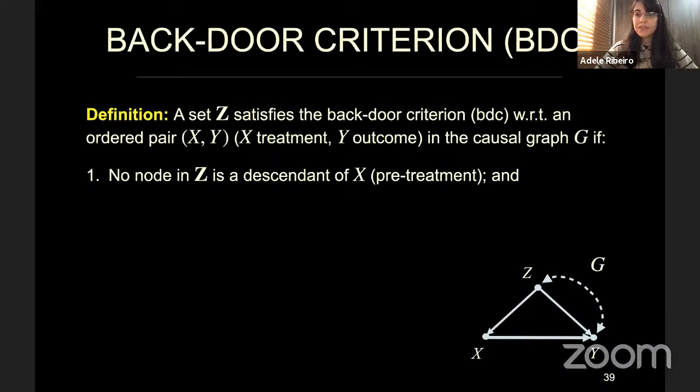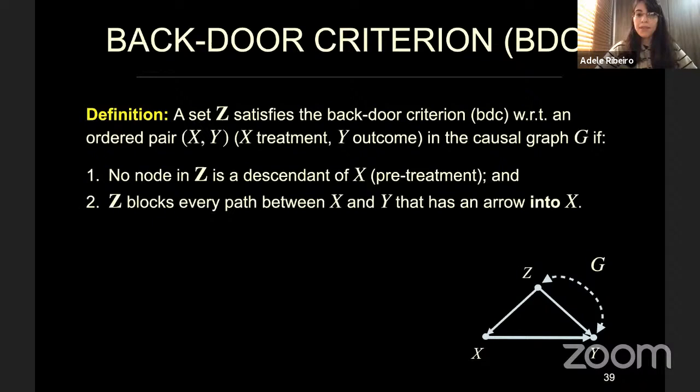The second requirement is that Z blocks every path between X and Y that has an arrow into X. So this path here that's out of X is a causal path in this case, so I'm not worrying about it. I'm just worrying about these other paths that are into X. Those are the confounding paths. I need to block all these confounding paths to have just the influence going through the directed path from X to Y. So if I have the set Z that blocks all these paths, then this set Z satisfies the backdoor criterion.